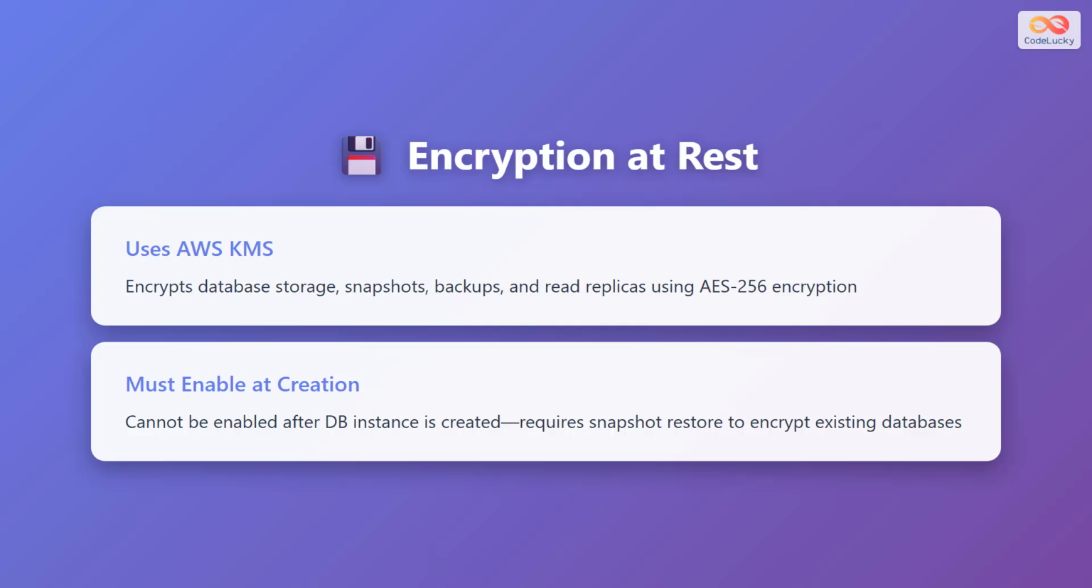Encryption at rest uses AWS Key Management Service, or KMS, to encrypt your database storage. It employs AES 256 encryption, which is an industry-standard security algorithm. This encryption applies to your database storage volumes, snapshots, backups, and read replicas.